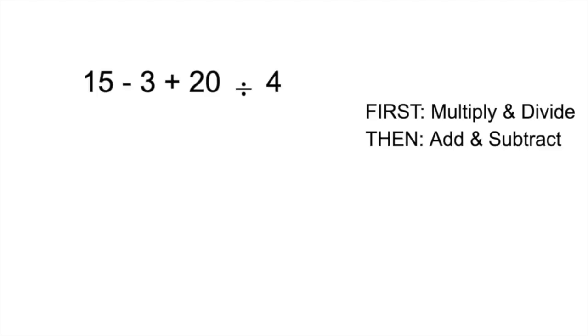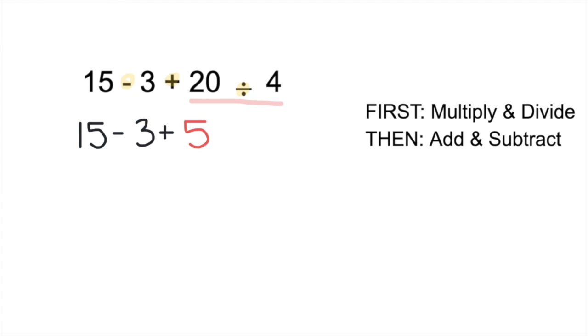Let's try another. Here we have subtraction, addition, and division. And according to the order of operations, we have to do our division first. So we will go ahead and bring everything else down. So we have 15 minus 3 plus, and then we'll do our division of 20 divided by 4, which is 5. Now we have subtraction and addition. They come together, whichever one comes first in the number sentence.